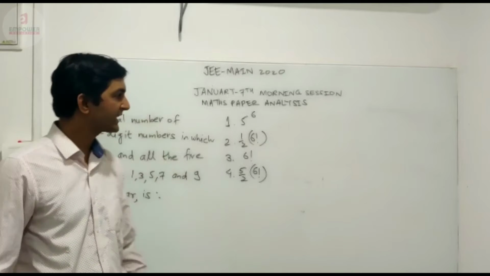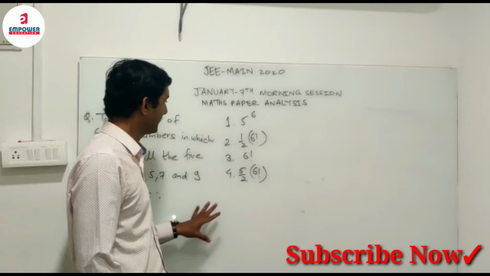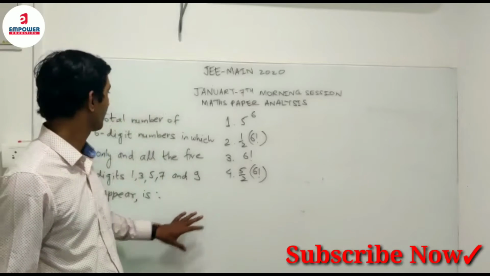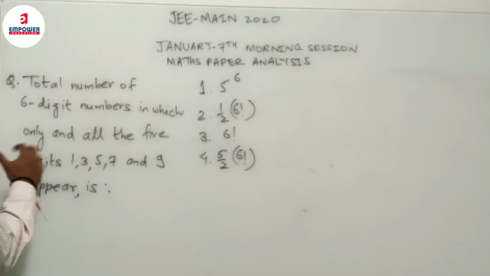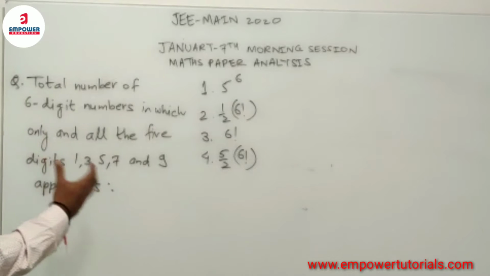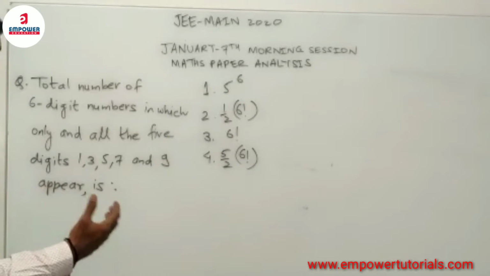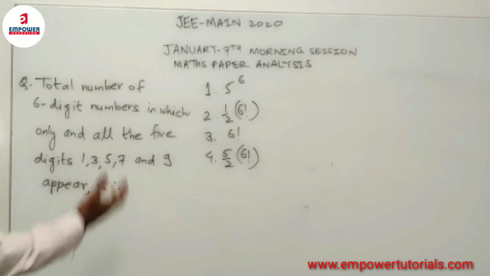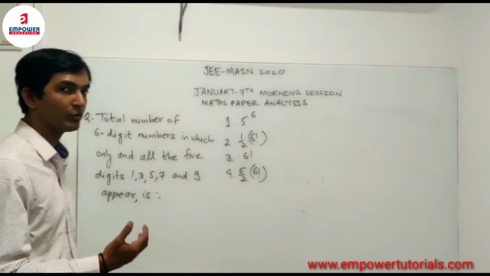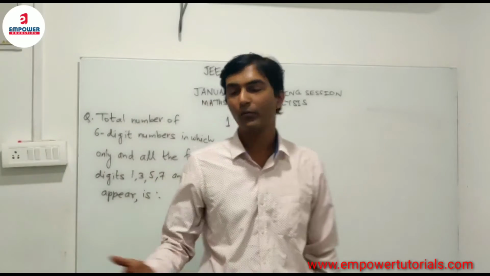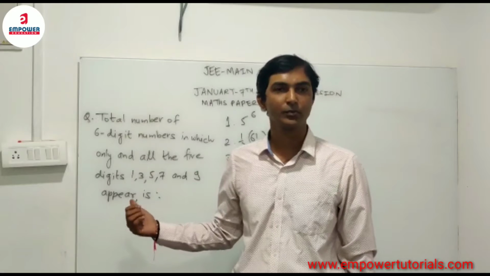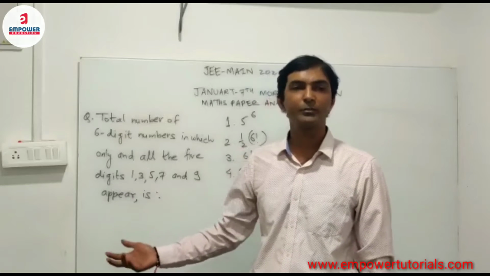So the next question we are going to discuss is based on permutation and combination. This question says: find the total number of 6-digit numbers in which only and all the 5 digits 1, 3, 5, 7 and 9 appear. So these are the options. Actually, they want a 6-digit number and they have given only 5 digits. So we are going to see how we'll do this problem.